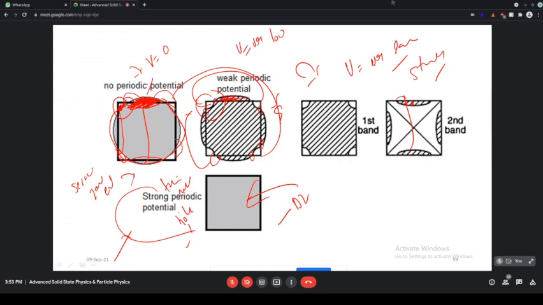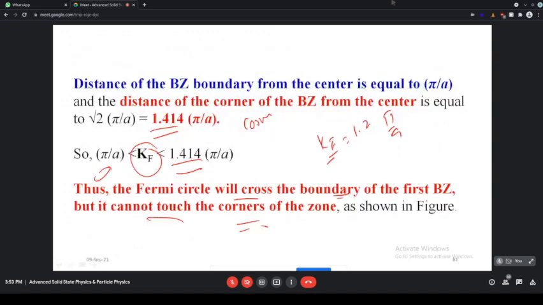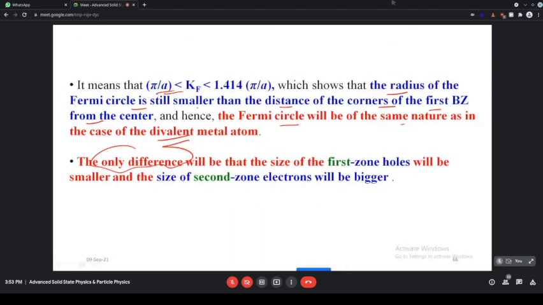What will be these second zone electrons? Large. They become larger. This first zone hole becomes smaller and the second zone electrons become larger. Otherwise, there will be no difference. The size of the first zone hole will be smaller and the size of the second zone electron will be bigger. Only this much will be the difference as compared to a divalent metal, if you consider a trivalent metal atom.